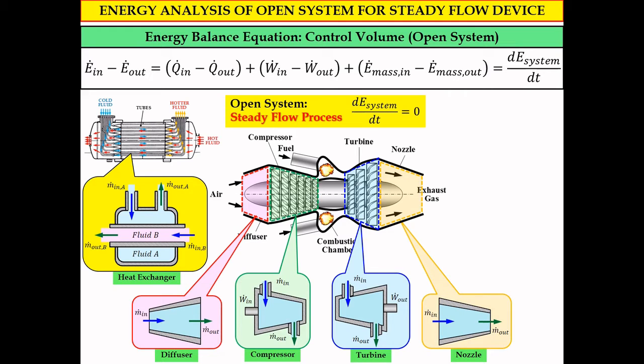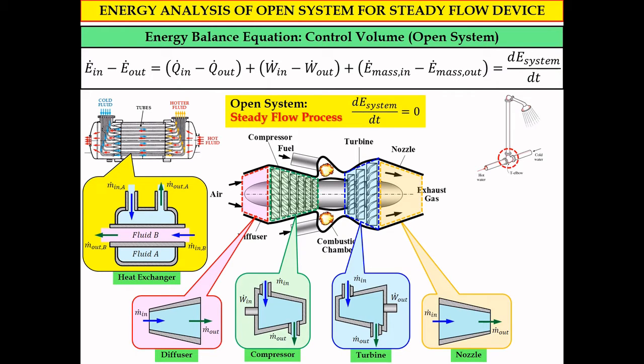For fluid B, for example, we have one inlet where we have m dot in B, and also one outlet, m dot out B. For fluid A, we also have one inlet and one outlet, but for a different fluid. So we have another m dot in A and also m dot out A, and both fluids are not mixed.